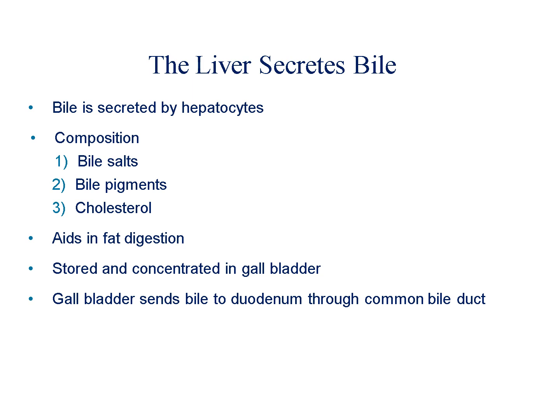Bile pigments, including bilirubin, are byproducts of red blood cell breakdown. Cholesterol is excreted in bile and can be used to form bile salts. Bile does not contain digestive enzymes, but instead aids in fat digestion and absorption by increasing the surface area available for lipase enzymes to act on.